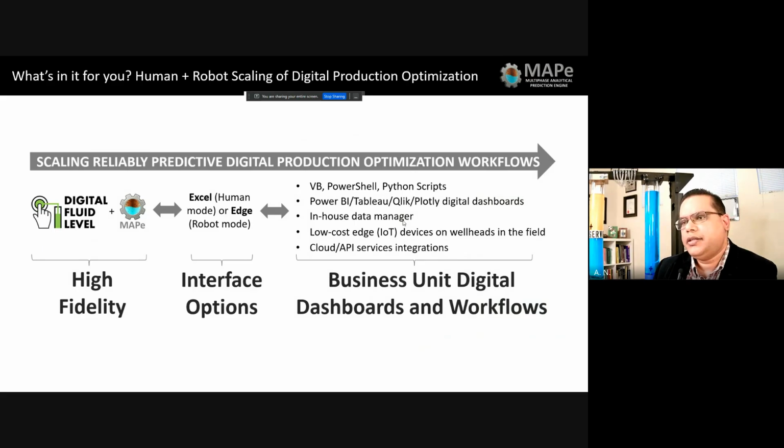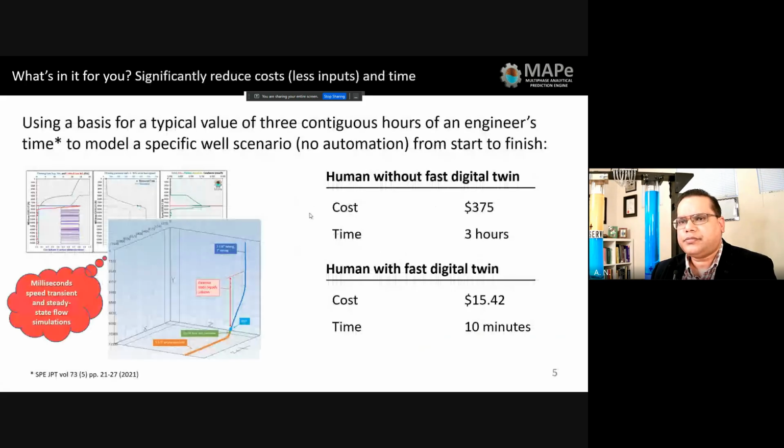That's what you're going to get, that opportunity to run these simulations both in human mode, for example, on an Excel desktop where there's no training required. Everybody can use Excel, as well as on edge because the size of this model is just 1.5 megabytes. It's a very small size code that can be run in robot mode, right? And of course, you can integrate this into your digital workflows and dashboards and so on.